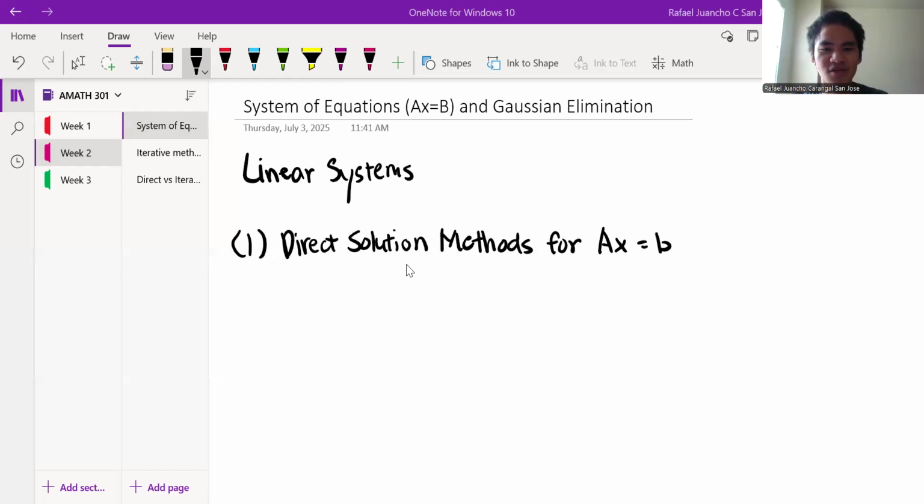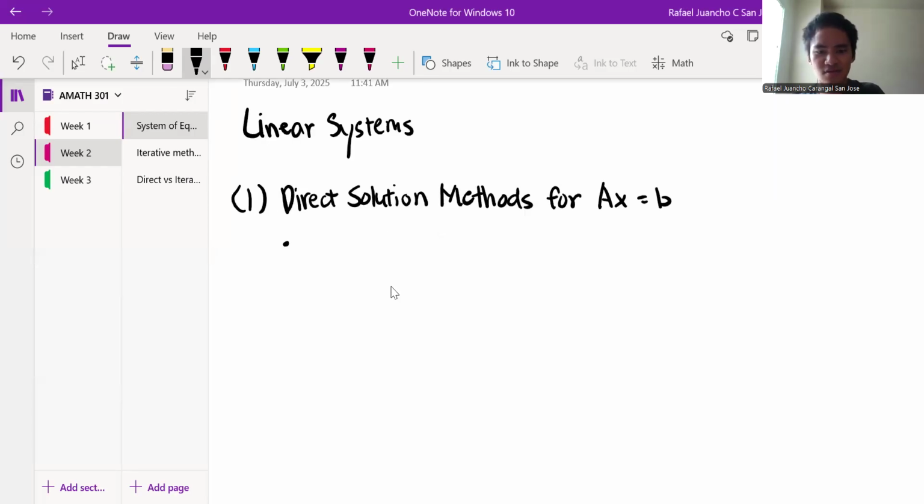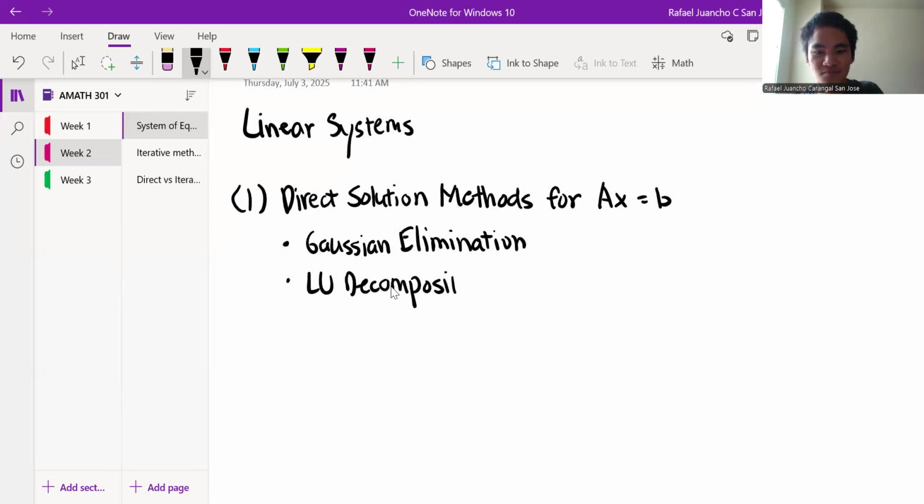In trying to render a computation tractable, it is crucial to minimize the operations it takes in solving such a system. So basically, we want to make it faster. And there are a variety of direct methods. So here we're going to talk about the different methods for solving Ax equals b. And well, here we have Gaussian elimination. So we're going to talk about that. We also have LU decomposition. So we're also going to talk about that. And we also have inverting matrix A. So here we assume that A is a matrix.